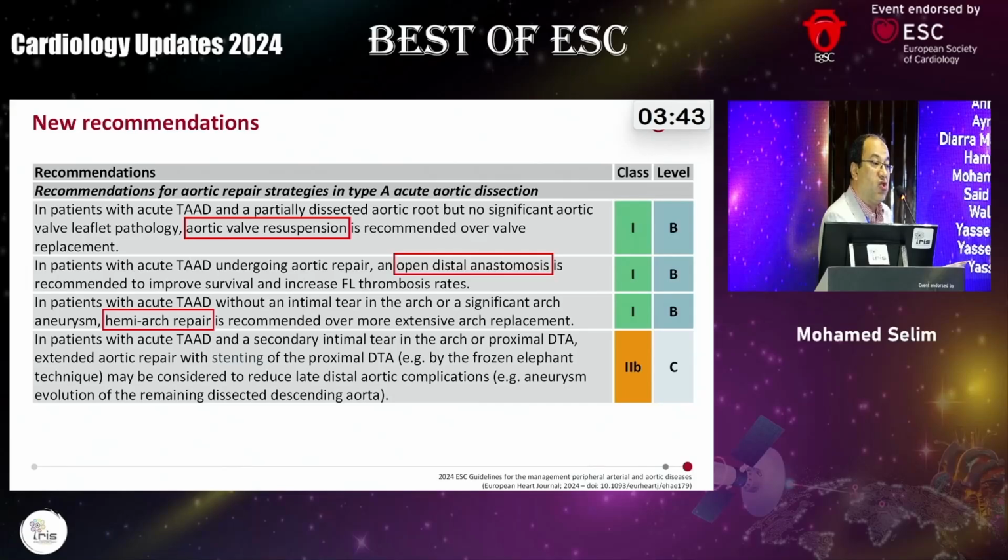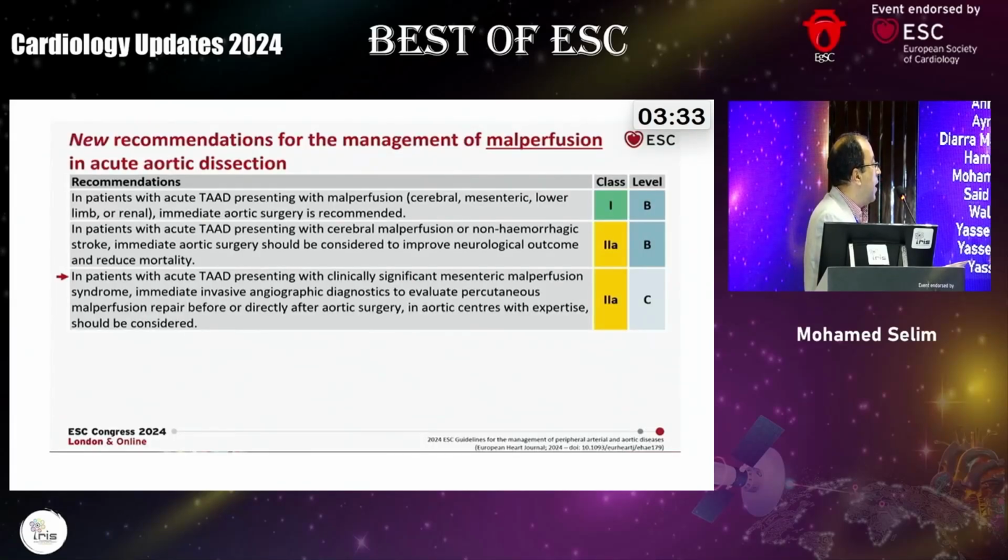In addition, there are some new strategies in aortic repair, like aortic valve resuspension, open distal anastomosis, and hemi-arch repair in some types of dissections. Here are also some of the new recommendations regarding malperfusion in patients with acute type A aortic dissection. Generally, malperfusion is a strong recommendation for intervention.